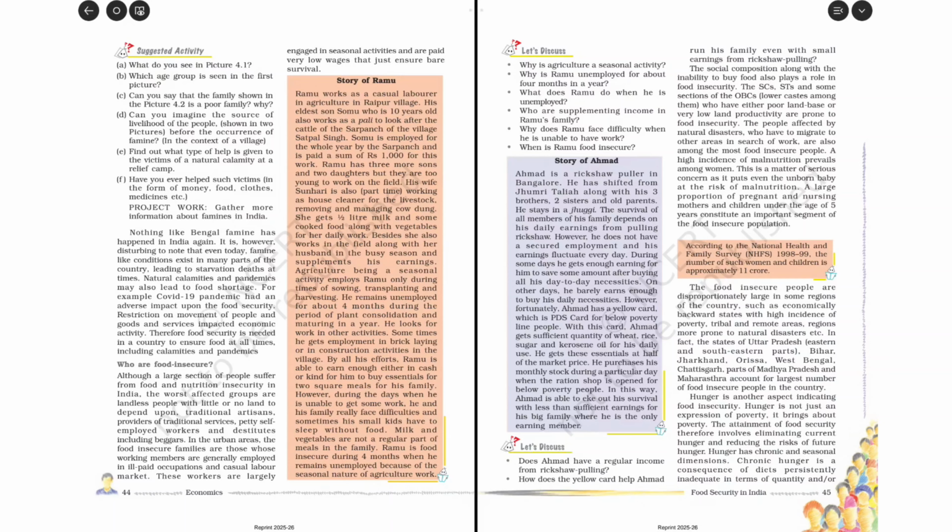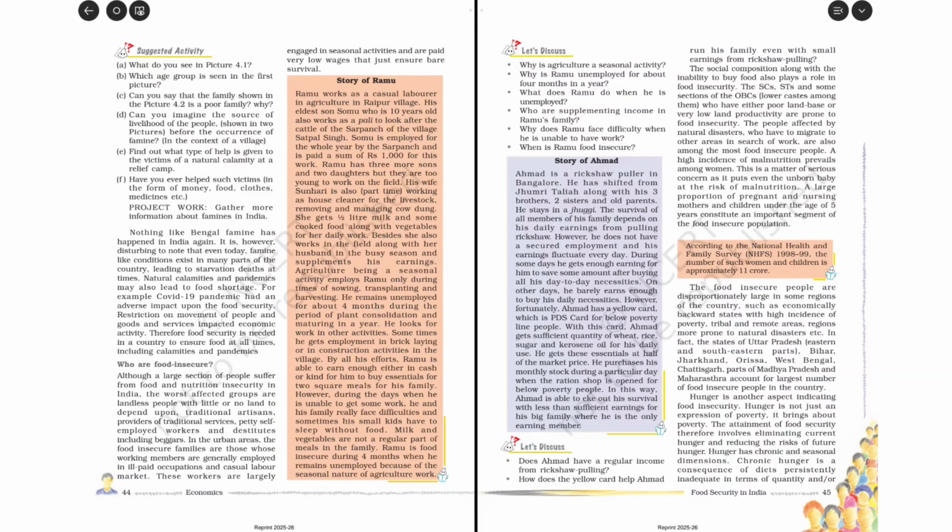The people affected by natural disasters who have to migrate to other areas in search of work are also among the most food insecure people. A high incidence of malnutrition prevails among women. This is a matter of serious concern as it puts even the unborn baby at the risk of malnutrition. A large proportion of pregnant and nursing mothers and children under the age of 5 years constitute an important segment of the food insecure population. According to the National Health and Family Survey 1998-99, the number of such women and children is approximately 11 crore.